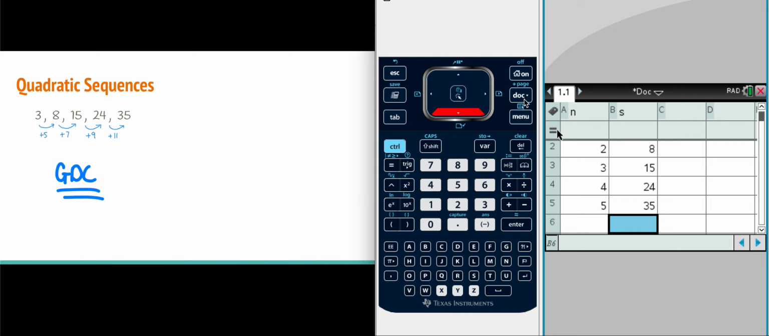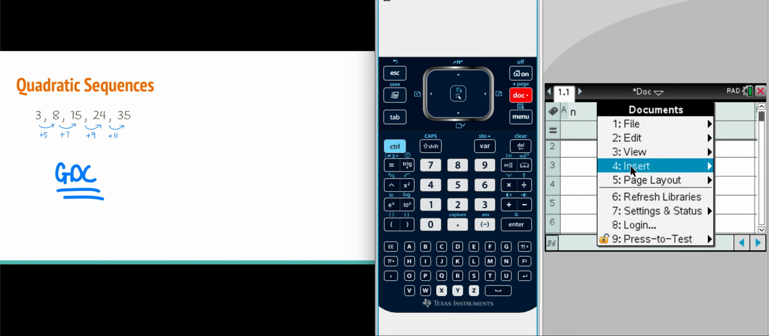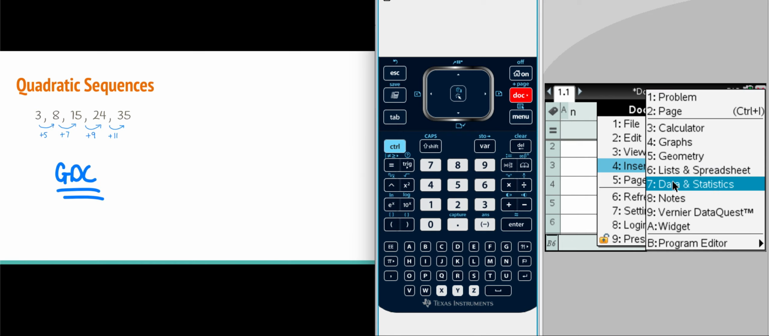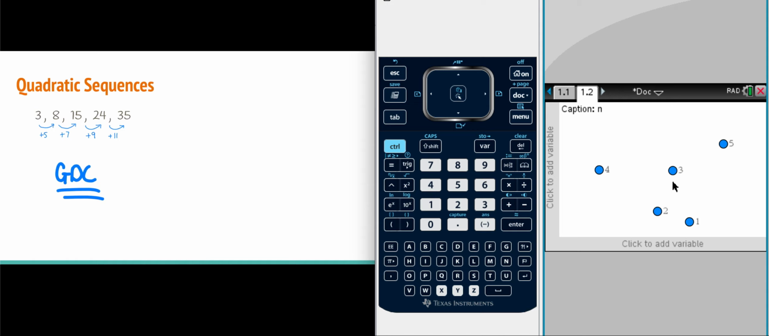When I've done that, I'm going to go to Document, Insert, and I'm going to click on Data and Statistics. And that opens up a graph. You might remember when we did the linear sequences, we had a look at, for example, 4n plus 2 as my rule, and we said that that's the same sort of thing as an x and y graph. So the first term, if I substitute in 1 into n, then the first term would be 6.